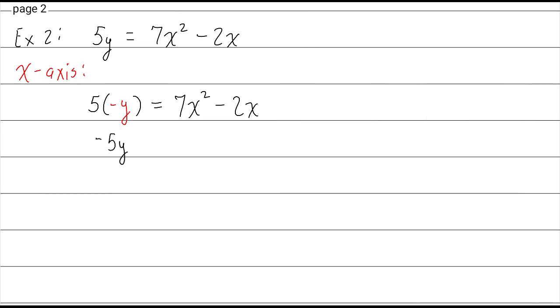Negative 5y equals 7x squared minus 2x. Okay, I want to compare that to the original. On the surface, it does not look like the original graph.